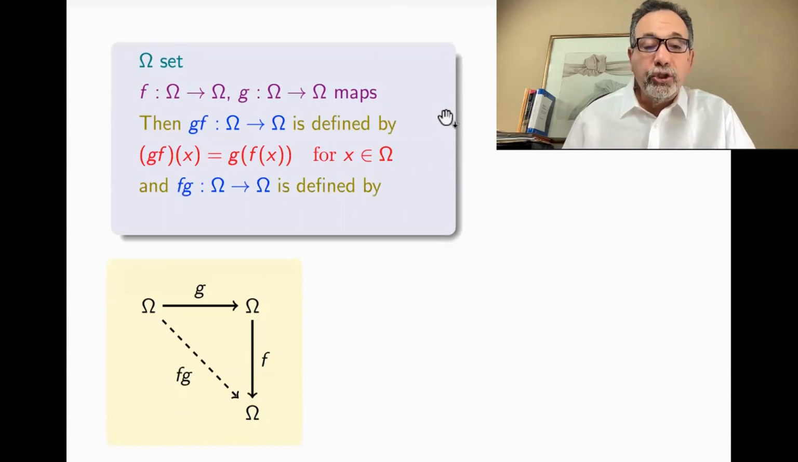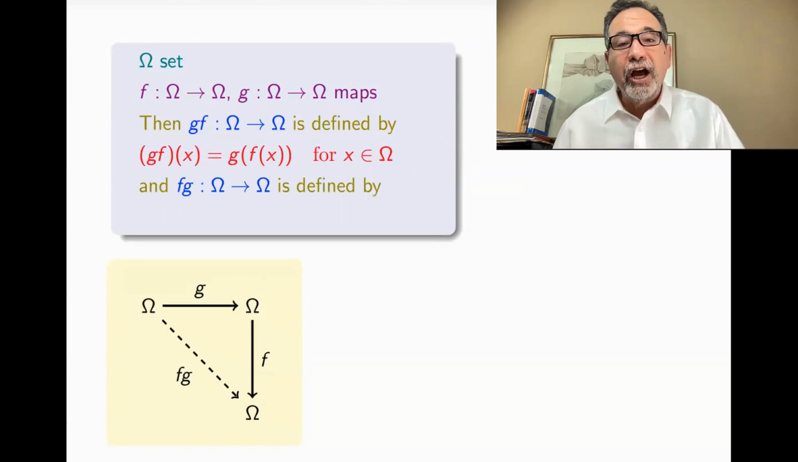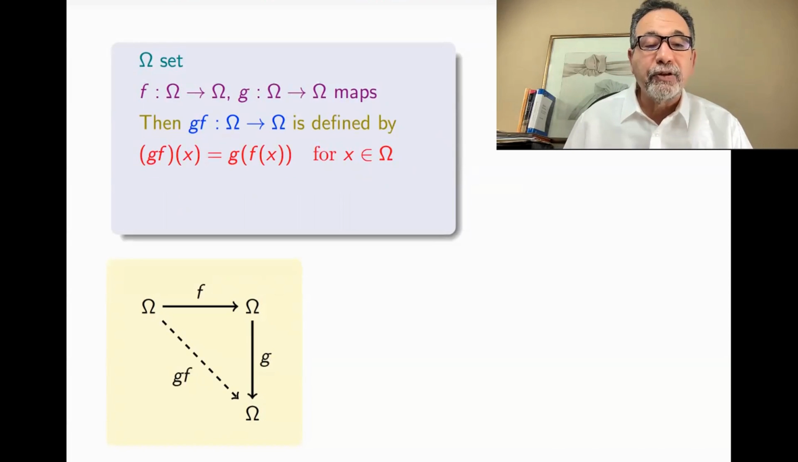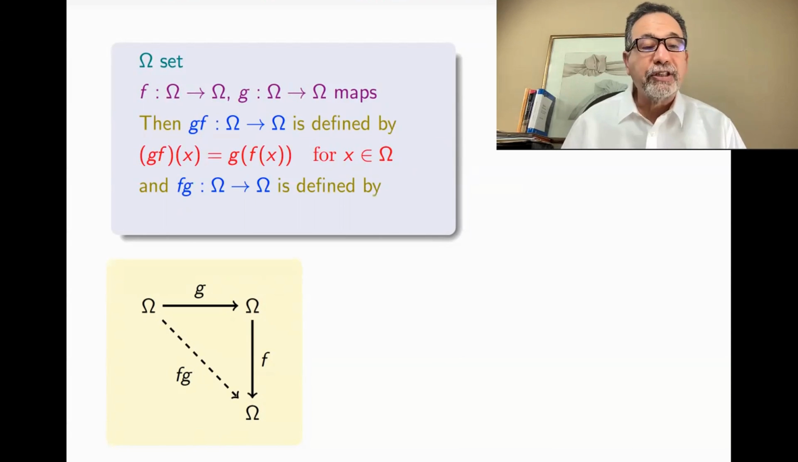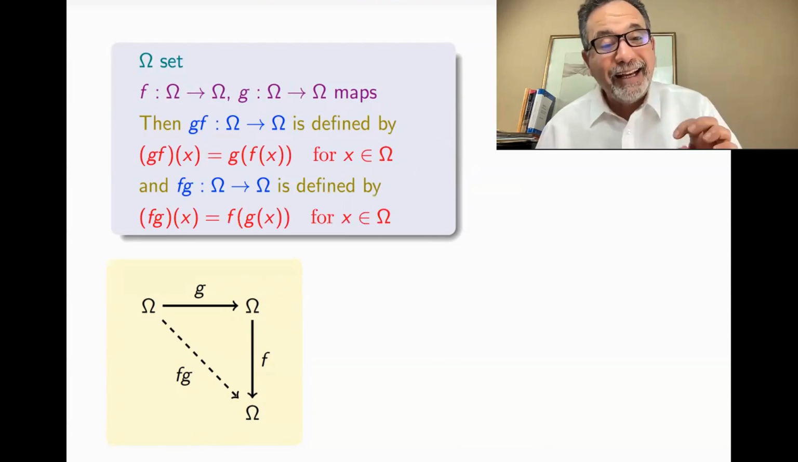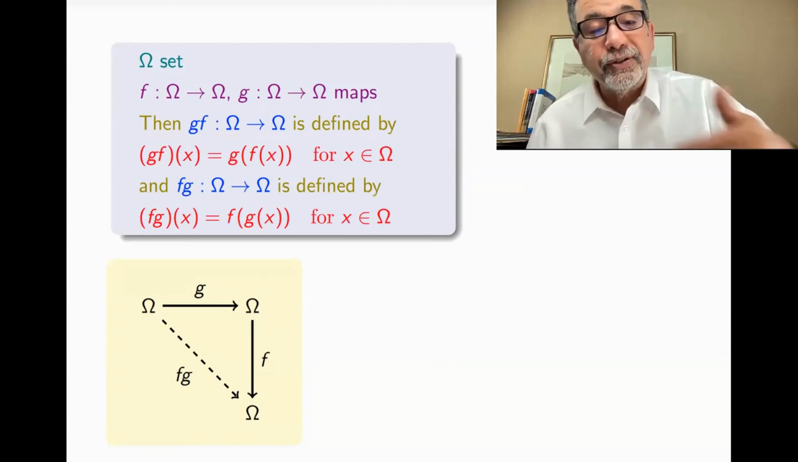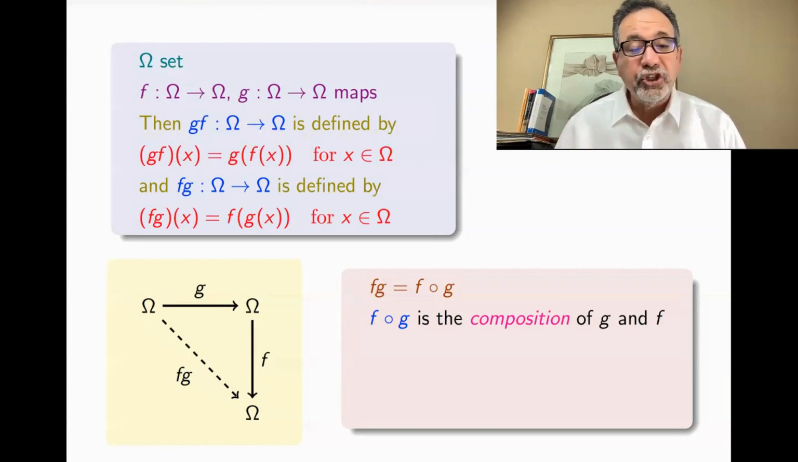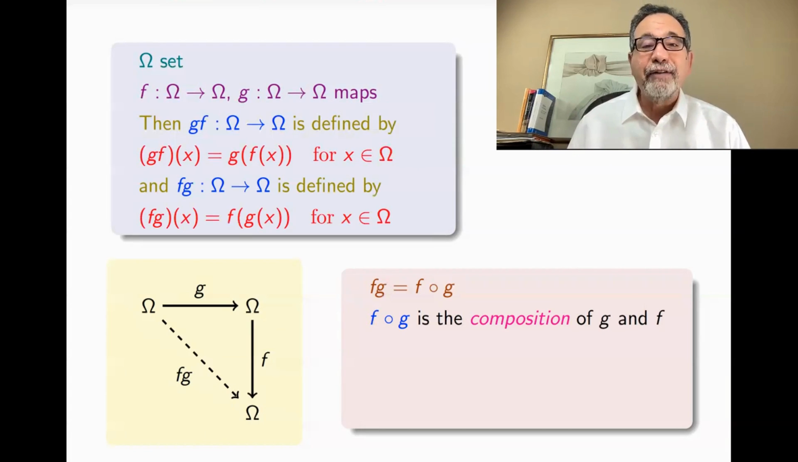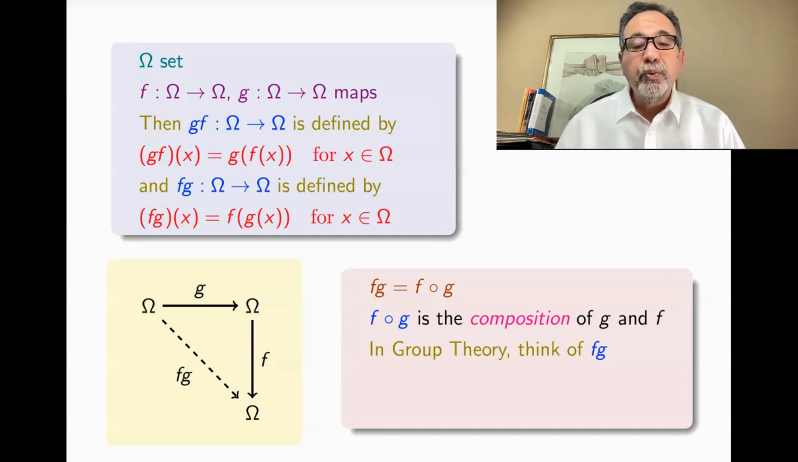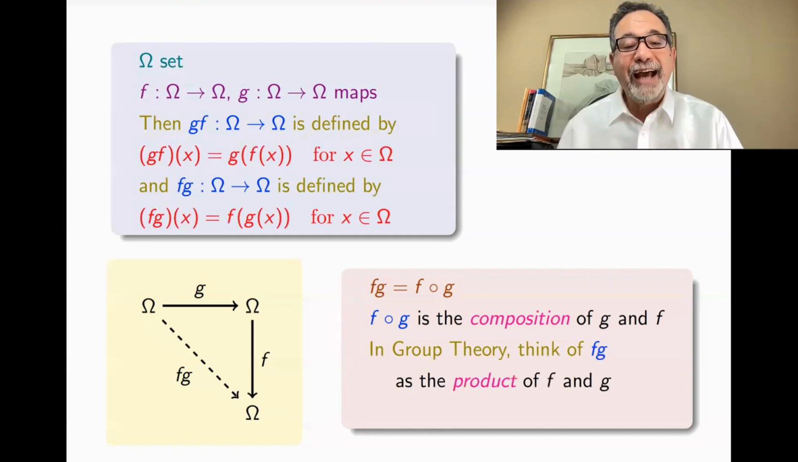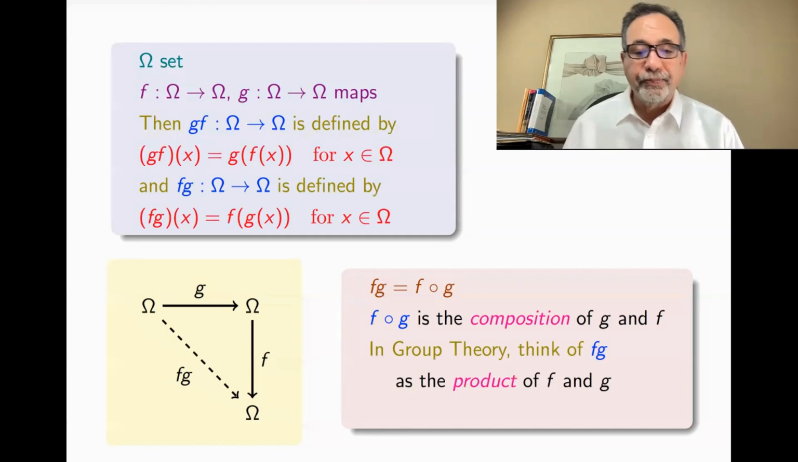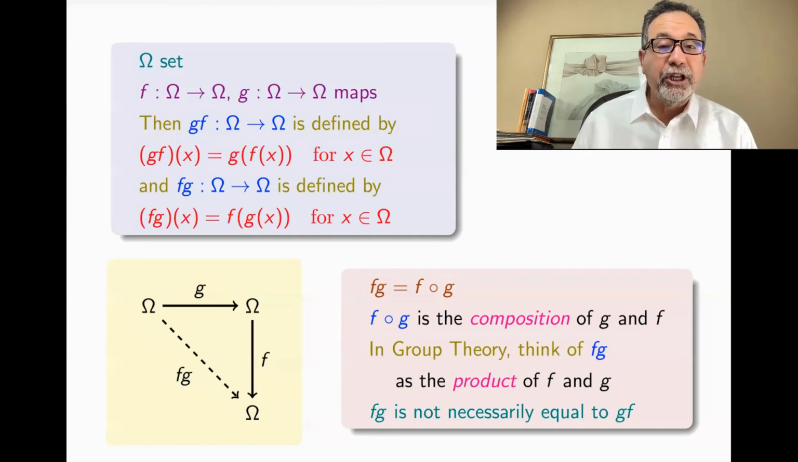Fg is also a function, but if you look at the diagram at the bottom, I switched the place of g and f. Then that function is defined by fg at x is f of g of x for every x in omega. Fg is another name for f circle g, and it's the composition of g and f. Again, g goes first and f goes second. In group theory, we really think of fg as the product of f and g. Fg, by the way, is not necessarily equal to gf.